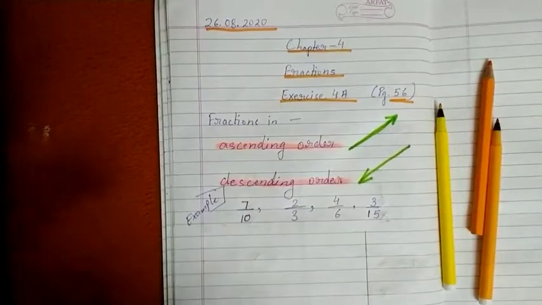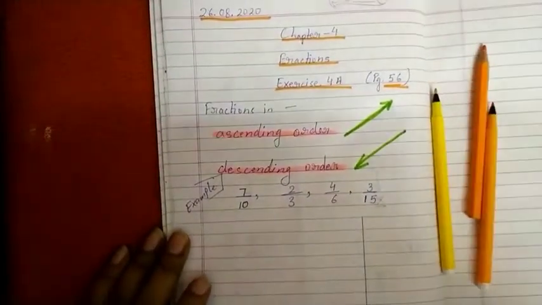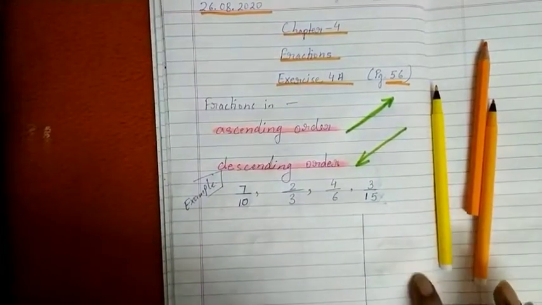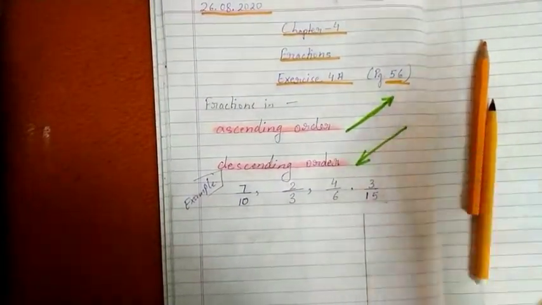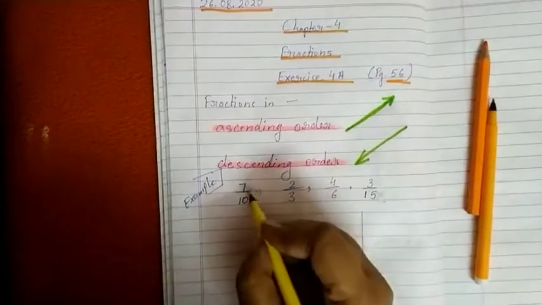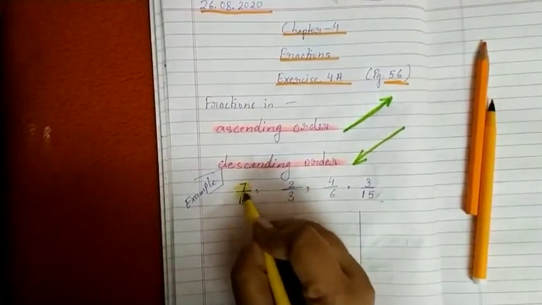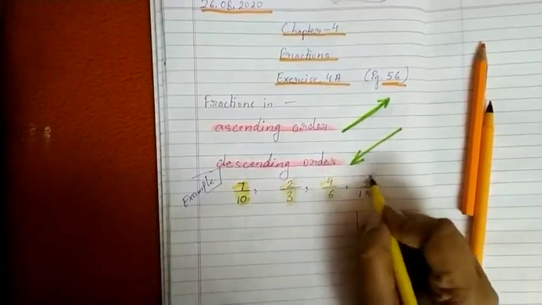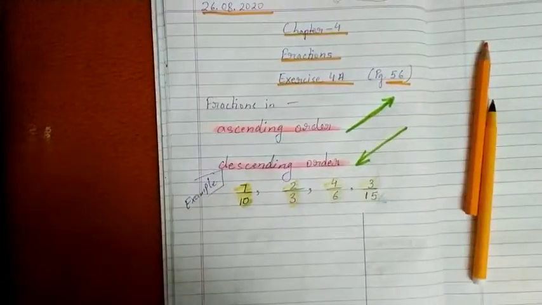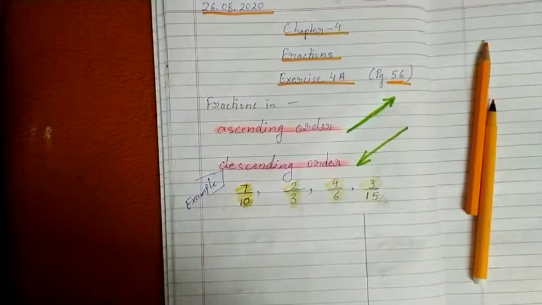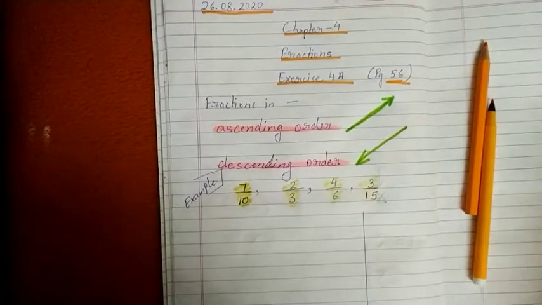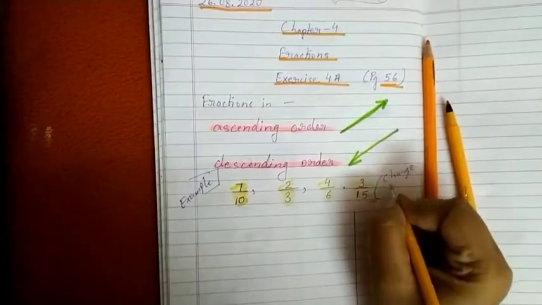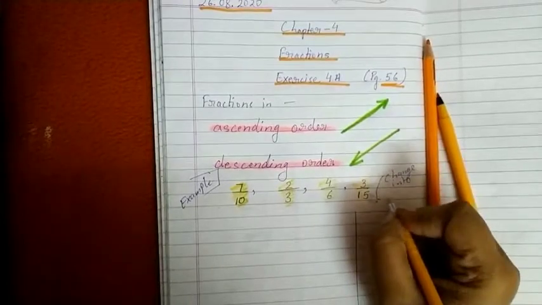Okay. Now see, what if the fractions given to arrange are unlike fractions? Unlike fractions means, children, when the denominators are not the same. Like 7 by 10, 2 by 3, 4 by 6, 3 by 15. So children, these are what? These are unlike fractions. Change them into like fractions.